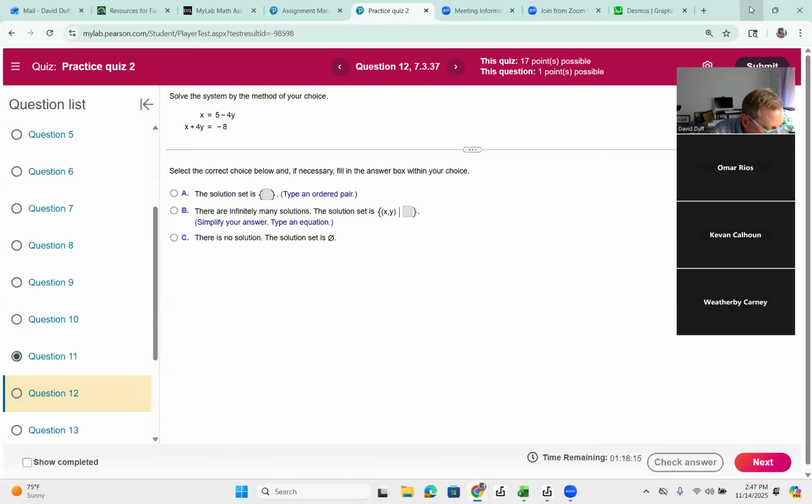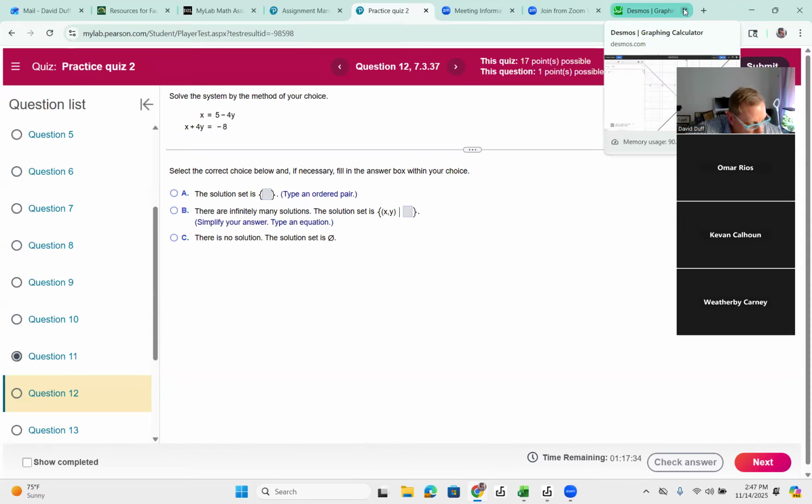So here's our system. This is problem number 12. We have x is equal to 5 minus 4y. And we have x plus 4y is equal to -8. So this is not what we want this to look like, right? This is not in general form. So all we want to do is move the x's and the y's to the left and the constant on the right. That's what general form means. Put the things with variables on the left and the constant on the right. So that's all we want to do.